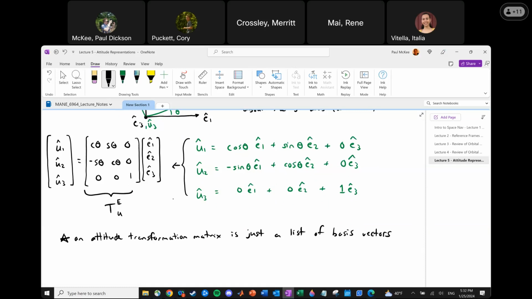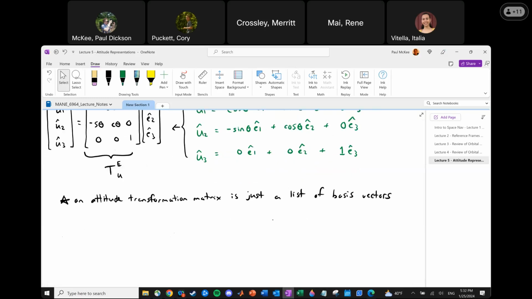Because that's all we did. We wrote U in terms of E, and those three basis vectors stacked gives us T from E to U. This is pretty straightforward from what we've already talked about. So we can say that P expressed in E is just P expressed in U after it's been mapped over by this attitude transformation matrix.